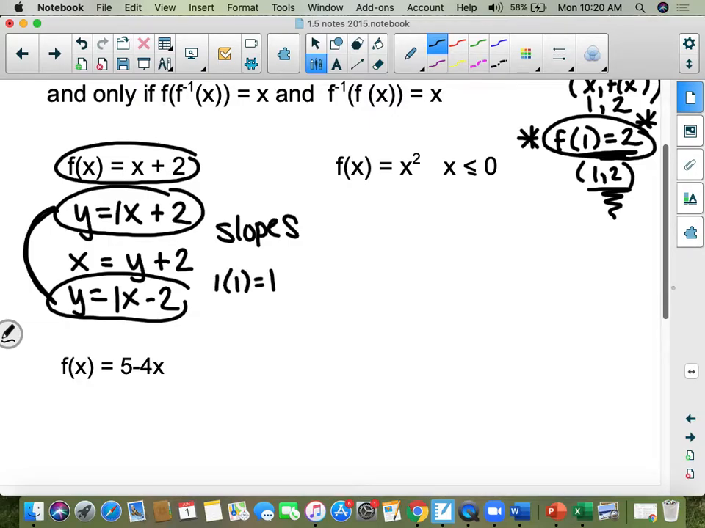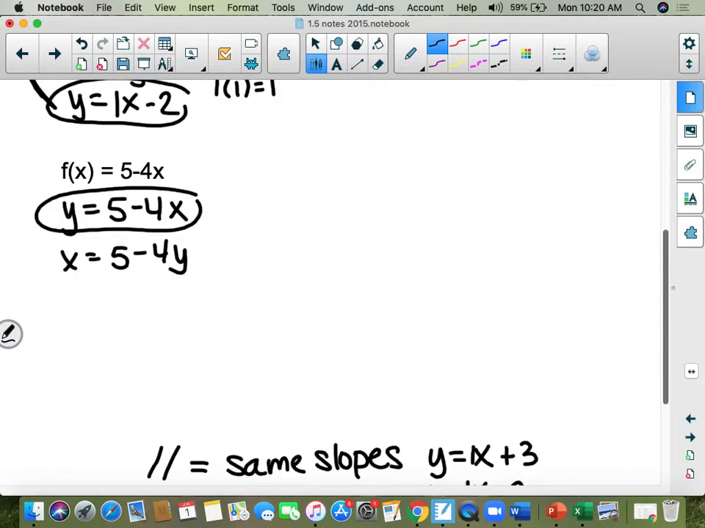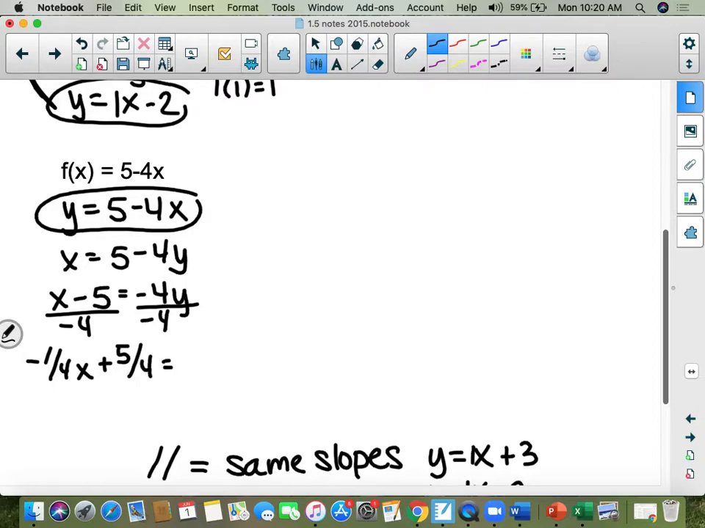Let's do this one down here. Y equals 5 minus 4x. This is the original. How do you find the inverse? Interchange the x's and the y's. Everybody see that I interchanged the x's and the y's? Solve for y, I get x minus 5 equals negative 4y. Divide everything by negative 4. I get negative 1/4 x plus 5/4 equals y.